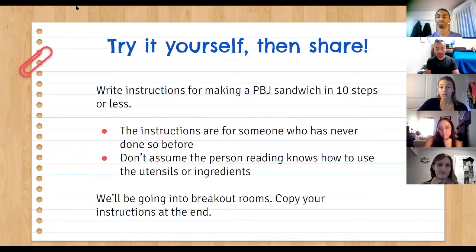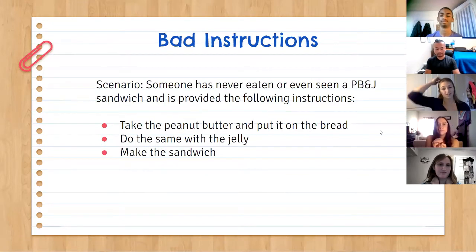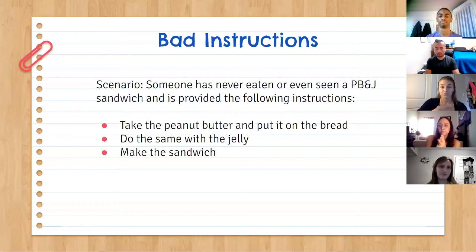So real quick, I want to go over an example that I wrote out previously. So John, if you want to move to the next slide. All right, so some bad instructions. Same scenario. The instructions bullet pointed are: take the peanut butter, put it on the bread. So imagine I take my hand into a jar of peanut butter, pull out a fistful of it, and just slam it on the bread. Done. Punch the bread in the face.